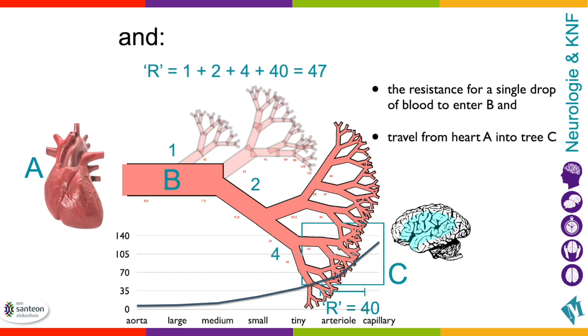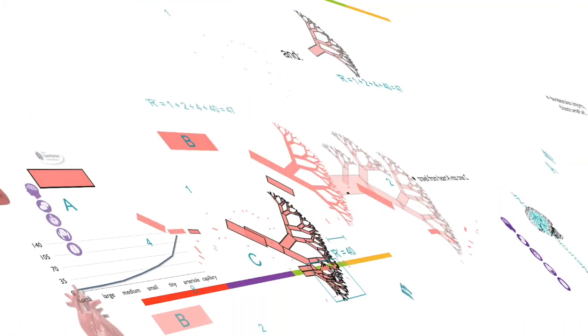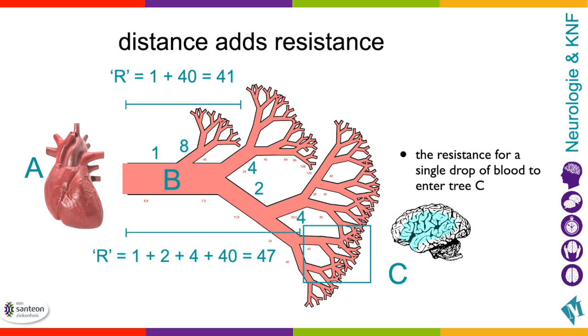Still, the resistance will increase along the arterial tree. There are differences in total resistance for arterial subtrees close to the heart as compared to subtrees more distal. This has to do with the length that the blood has to travel.